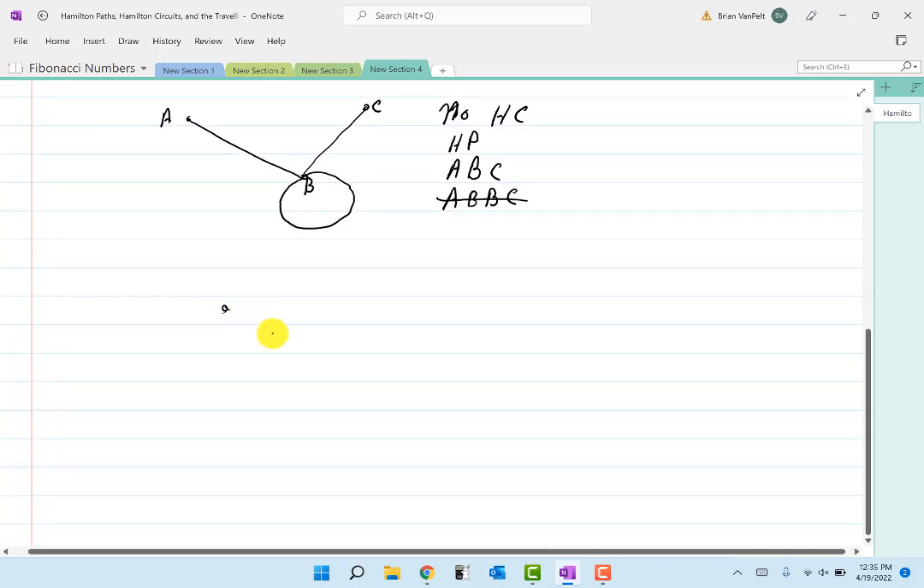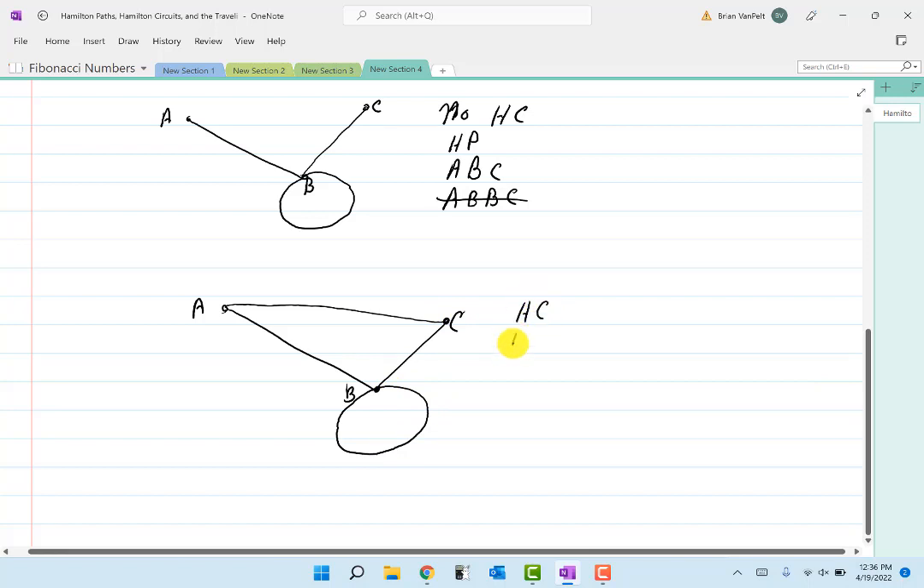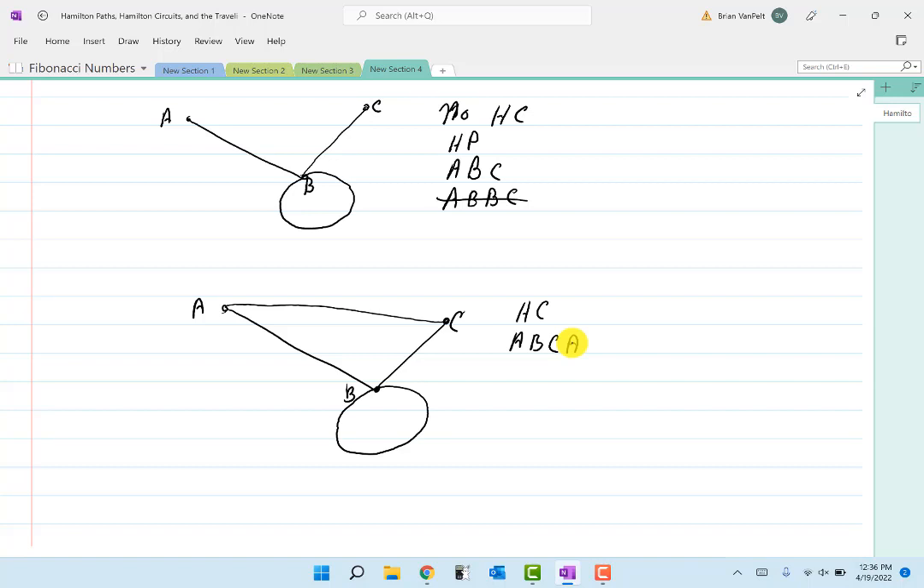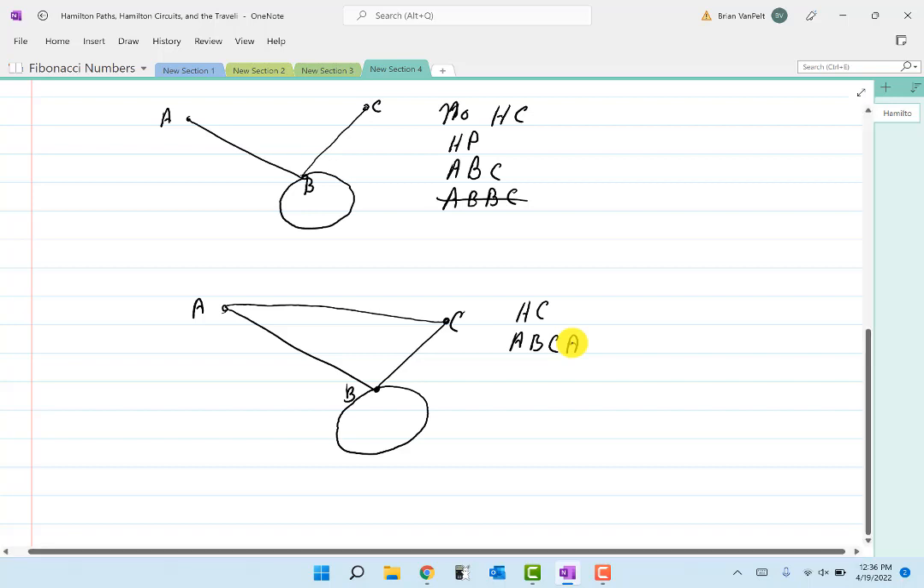Let me just fix up this last example to make it so it's possible to get myself a circuit. So here's my A, here's my B, and I'll put a loop there at B again, and there's C. So now if I want to do a Hamilton circuit, I can simply go A, B, C, and then come back to A. Or I could reverse that. Or in fact, I could probably start at any vertex that I wanted to and get to anywhere else that I wanted to. But notice that you cannot visit B twice.